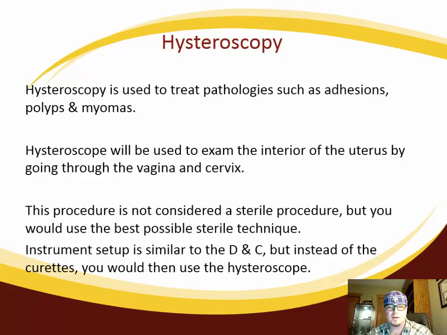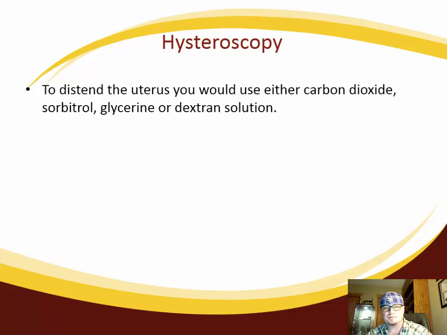Hysteroscopy, as I said earlier, can be diagnostic. Basically in a hysteroscopy, we're going in to check out what's going on inside that uterus. And then they'll say we're going to proceed as indicated, meaning they're going to proceed by what they see inside that uterus. Instrument setup is very similar to a D&C, but you're going to use a scope.